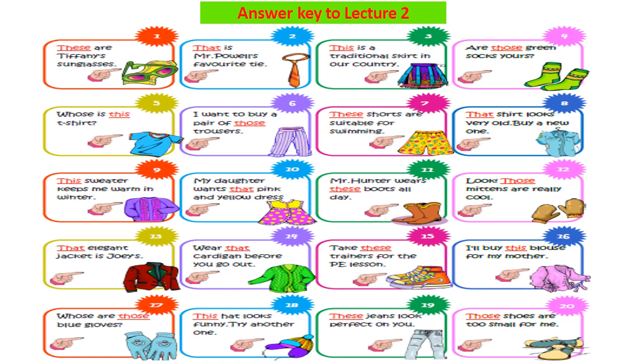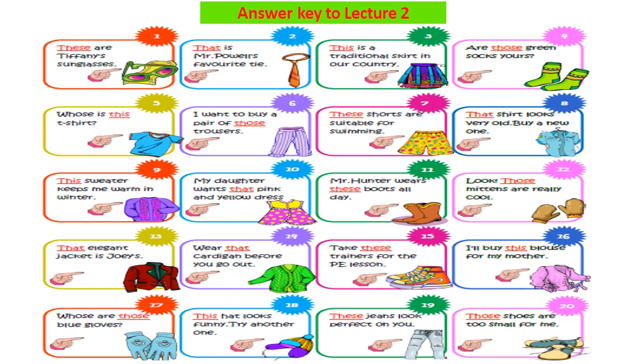Now students, here is the answer key to lecture 2. I hope you people would have solved the exercise of lecture 2. Please bring your notebooks and check your answers. Number 1, these are Tiffany's sunglasses. See, you can see this pointed hand, where the pointed hand is near. So there we have to use this or these according to the object, and if the pointed hand is far, then you have to use that or those there.